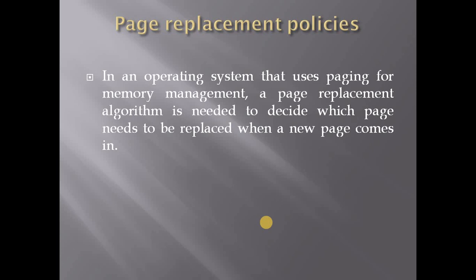When a page fault occurs during the execution of a process, a page needs to be paged into the memory from the disk. What is a page fault? Whenever we want a page to execute an instruction and that page is not available in the memory, we say that there is a page fault. So when there is a page fault during the execution of a process, the page which is not there in the memory has to be brought in the memory from the hard disk.